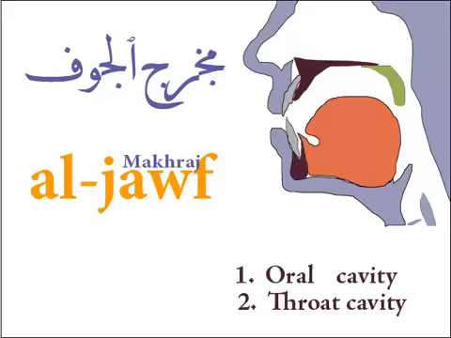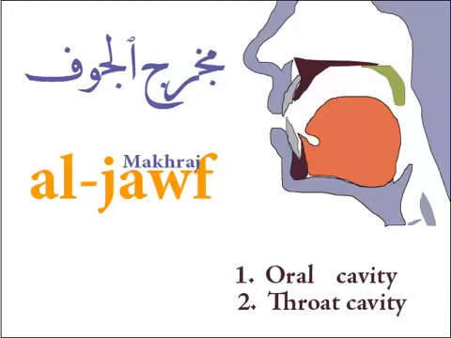So we are going to go through the first makhraj. We mentioned there are principal makhraj, and there are 5 makharij and points of articulation. There are 5 principles. Number 1, we mentioned that it is makhraj al-jawf, which represents the oral cavity and the throat cavity, which we are going to explain later on in this video.